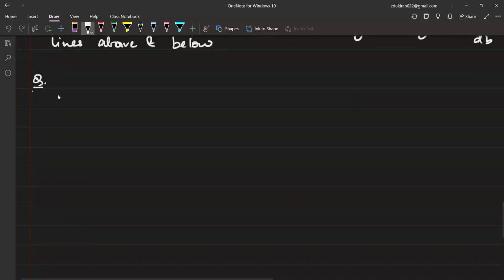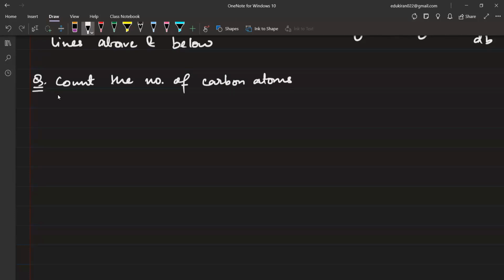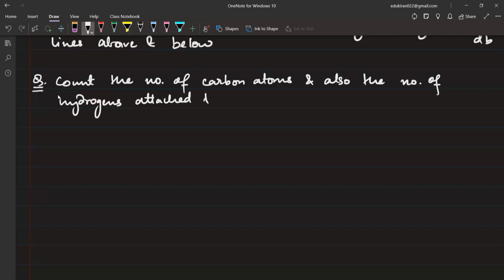Write some questions. Count the number of carbon atoms and also the number of hydrogens attached to it. Okay, the number of hydrogens attached to it. Let me give you something a little simple first. I think I have, wait a second. Some from the exercise.